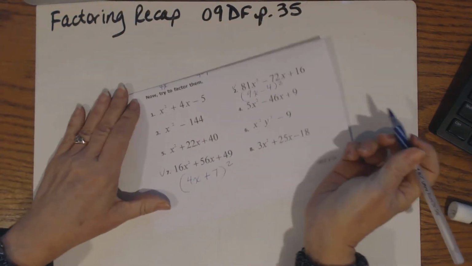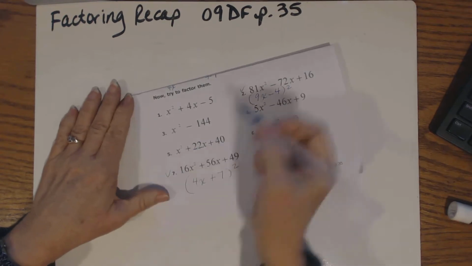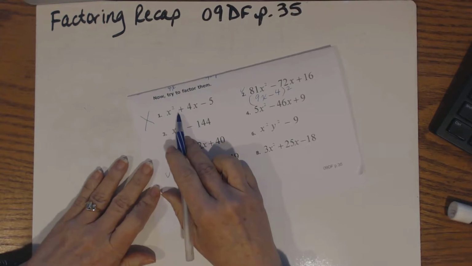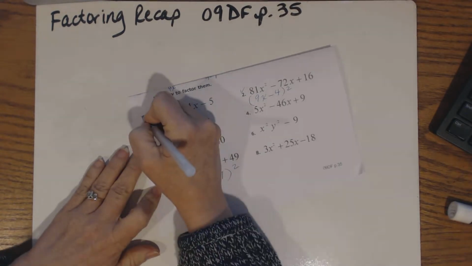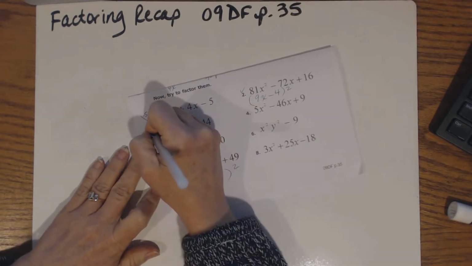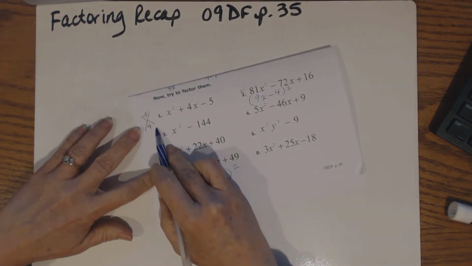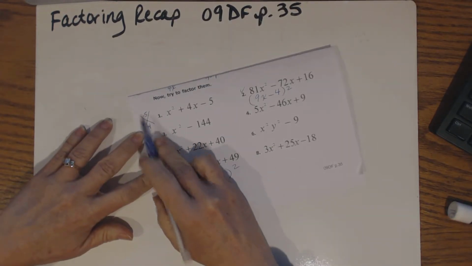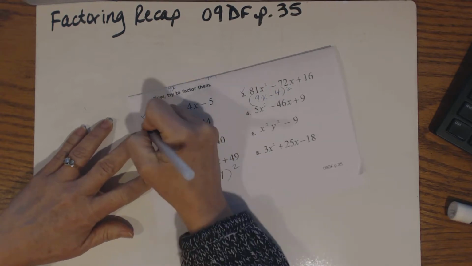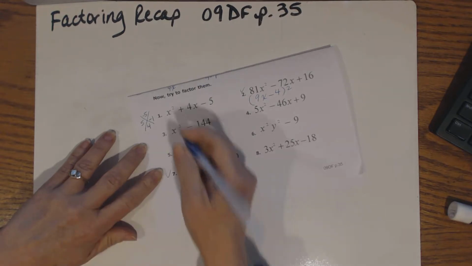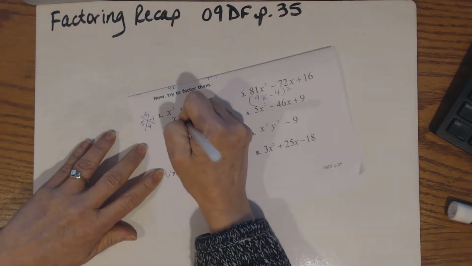Okay, all right. Easy one. What do we do here? Pull out our little X tool, and put A times C in the top, B in the bottom. Two numbers that add to positive 4 but multiply to negative 5. I get positive 5 times negative 1. There is my factorization.